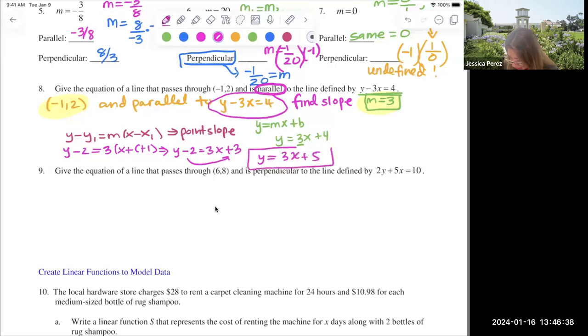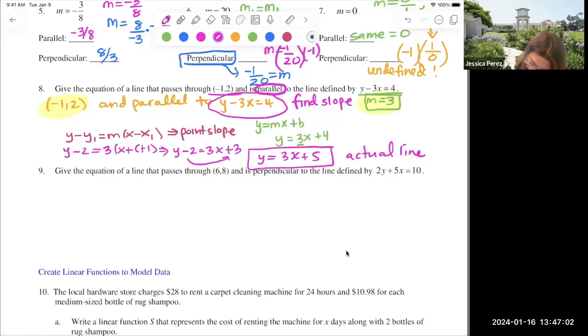So this is the actual line passing through the point -1, 2, and it's parallel to the one given. And it makes sense because 3x plus 5, 3x plus 4, notice that they have the same slope. They have to because they're parallel.